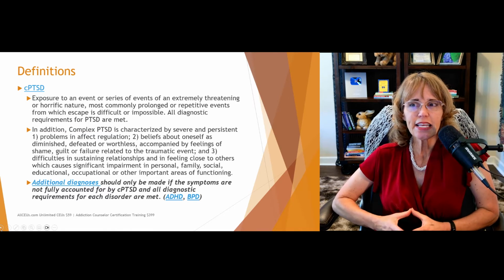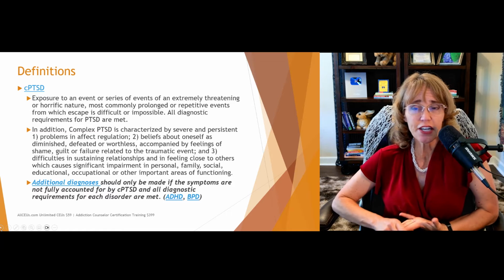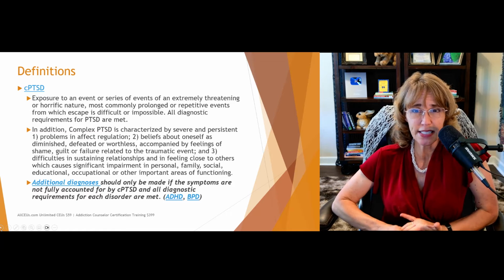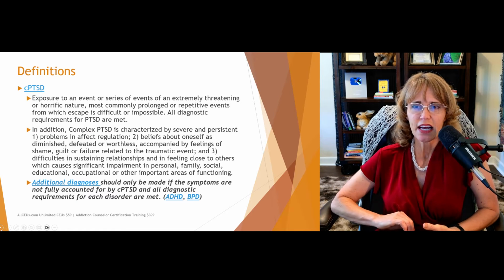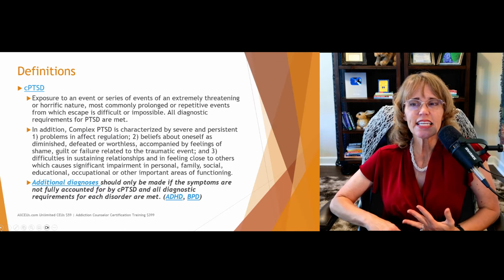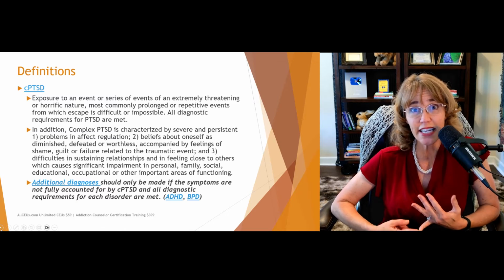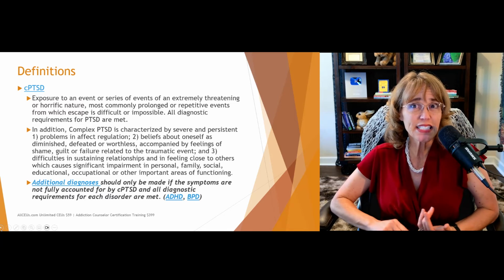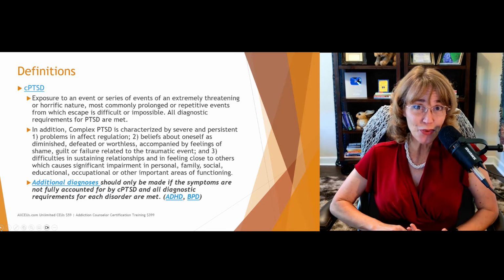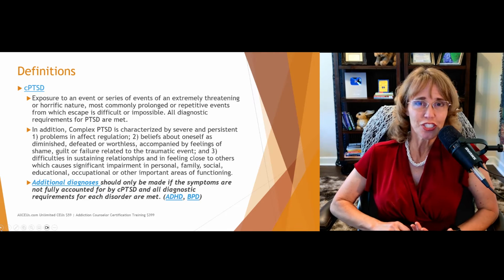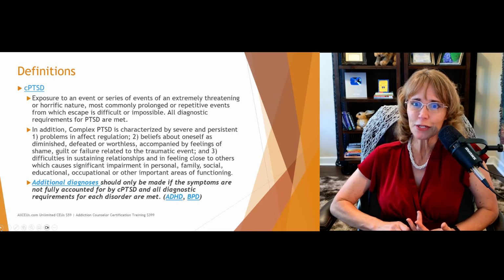Complex PTSD requires all the diagnostic criteria for PTSD to be met. In addition, complex PTSD is characterized by severe and persistent problems in affect regulation. So people with CPTSD emotionally dysregulate. Oh my gosh, maybe it's not borderline personality.